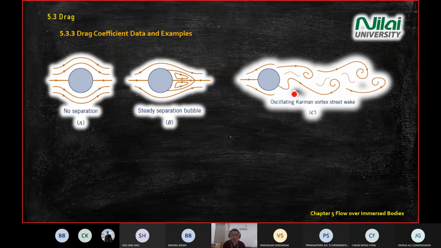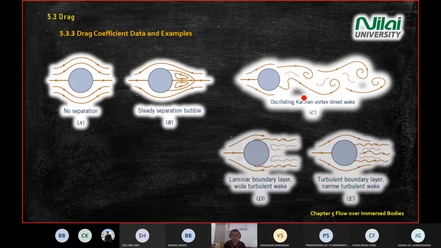Of course, this is a very bombastic word. It just illustrates that turbulence happens after the body, after a certain point of the body. But this phenomenon, mathematicians and also scientists have named it the oscillating Karman vortex street wake region.